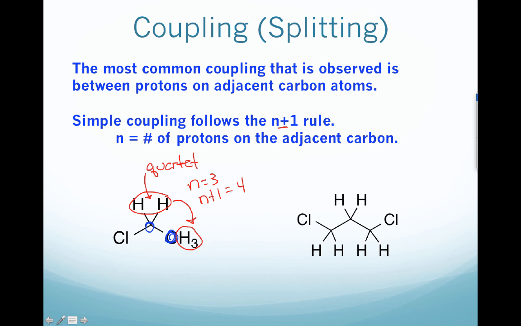Now if you want to think about it in the opposite direction, of course, this CH3 group, those protons will couple with this CH2 group, but now, since there's 2 protons, n equals 2, so n+1 is going to give us 3. So this methyl group, its signal will split into 3 lines, or a triplet.